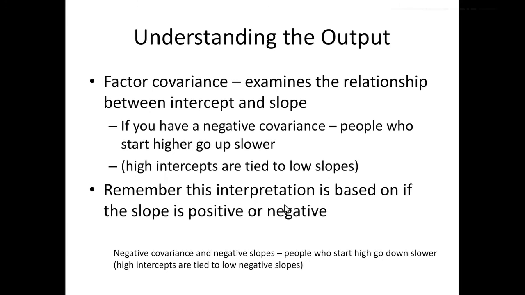If I switch this and I have a negative covariance, that means that people's high intercepts are tied to lower slopes, so flatter slopes, things closer to 0. So this is positive. People who start high go up slower because it's a fairly flat slope. If it's a negative covariance and a negative slope, right? People who start high go down slower. Okay? So high intercepts are tied to a low slope, but it's a low negative slope, so they go down slower than people with lower intercepts.